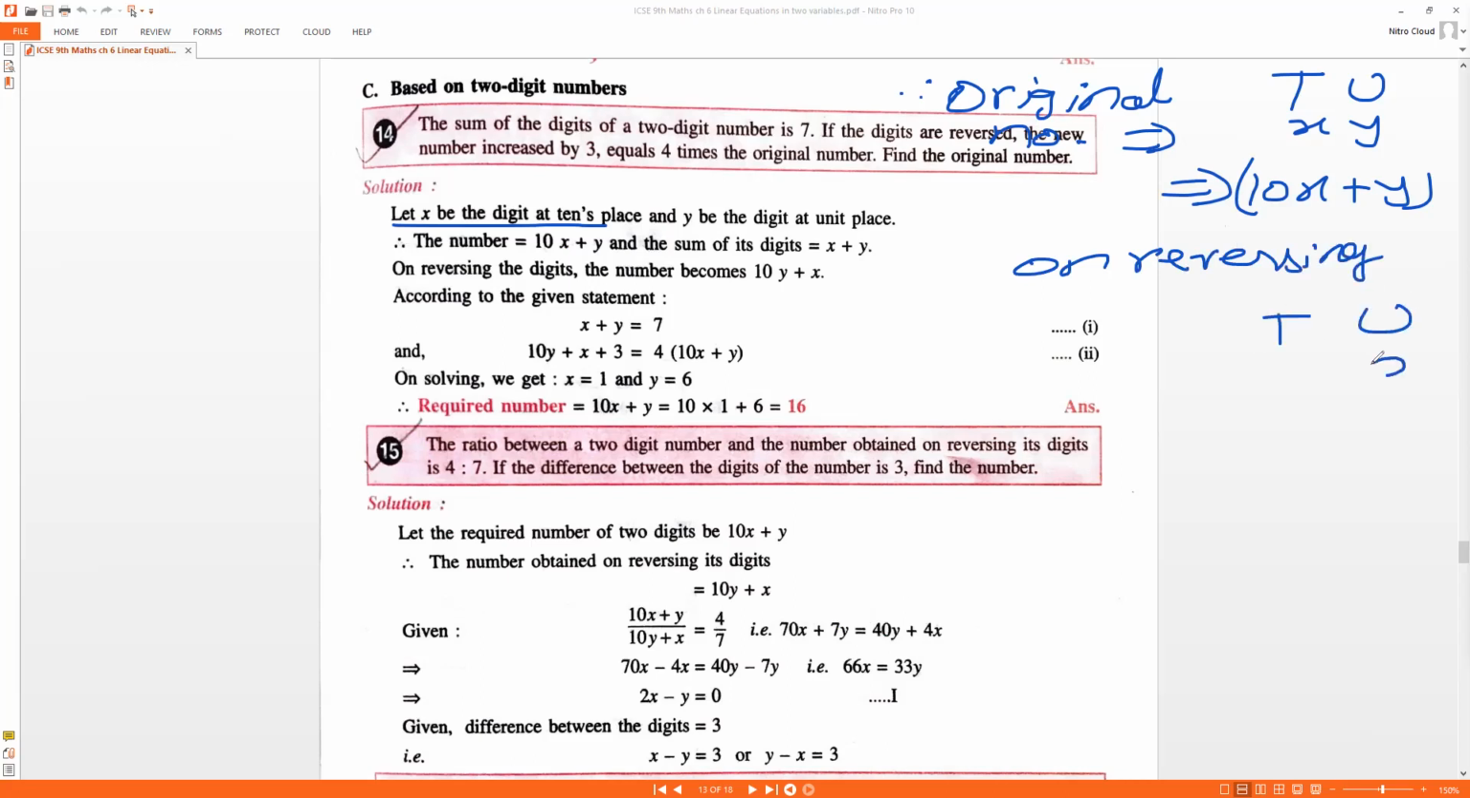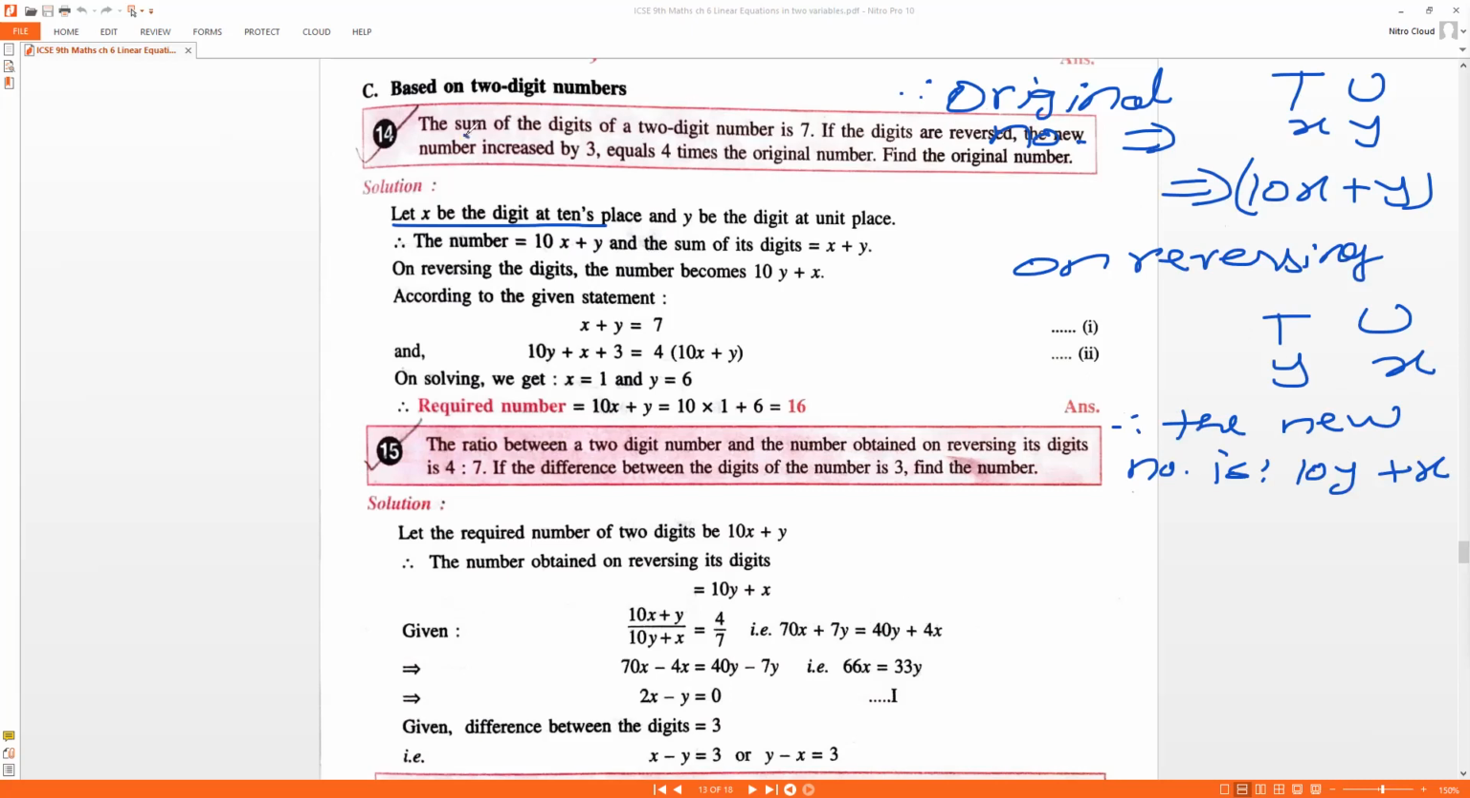On reversing, x will go to the units place and y will come to the tens place. Therefore, the new number is 10y plus x. What is the new number? 10y plus x. Now, what is the condition?